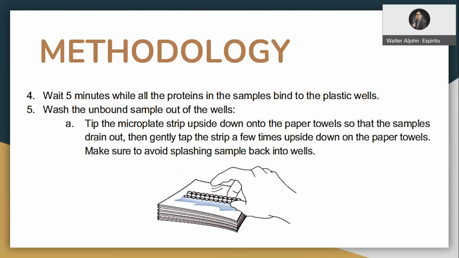After that, you will need to wash the unbound samples out of the wells. To perform this, tip the microplate strip upside down onto paper towels so that the samples will drain out. Literally, you are discarding them. Gently tap the strip a few times while upside down. Make sure to avoid splashing samples back into the wells, for example from the positive to the negative. As much as possible, prevent that from happening.